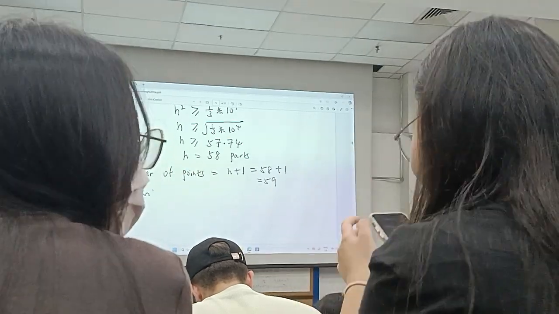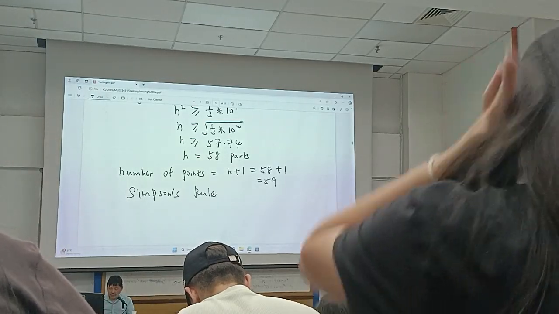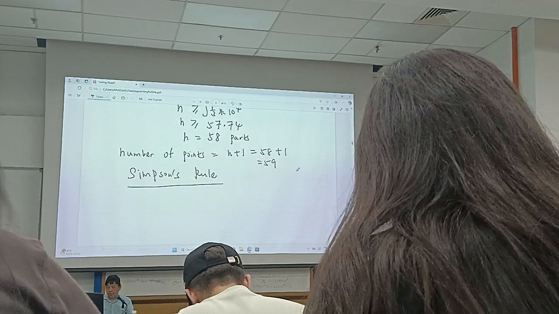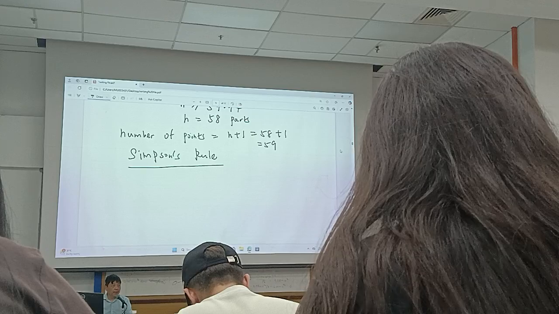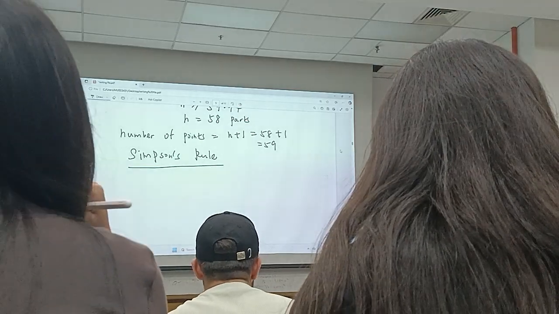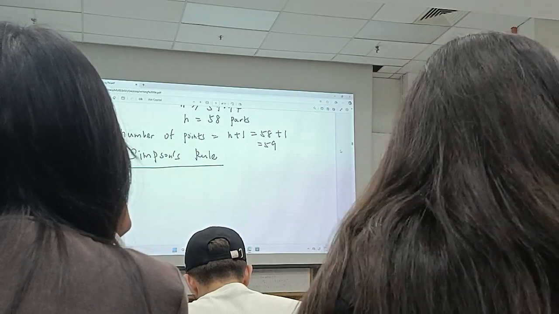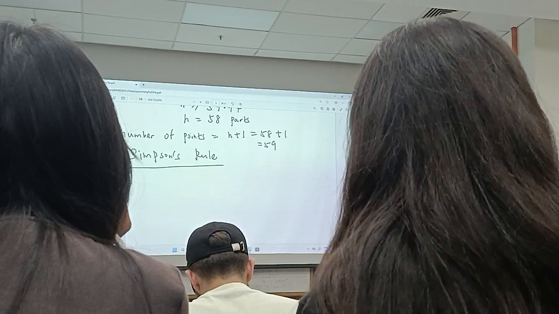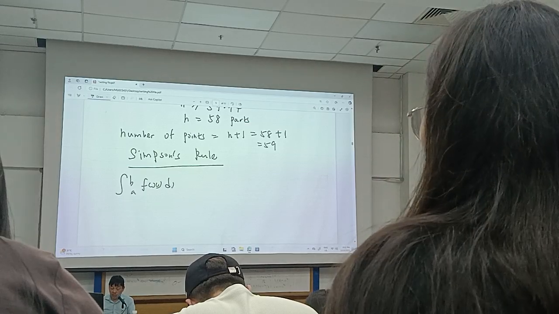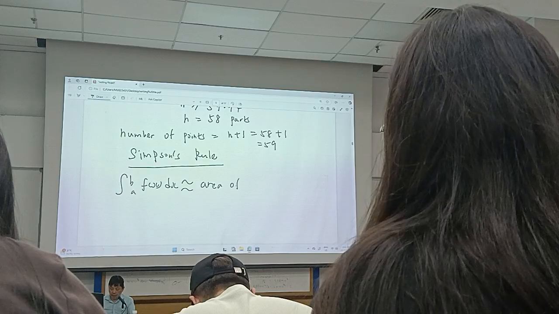Okay. Let's go into Simpson's. Okay. Simpson's is similar to the trapezoidal rule. So for Simpson's, the area we consider is the area of a parabola.